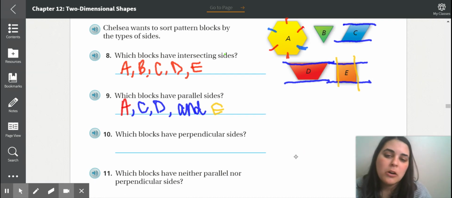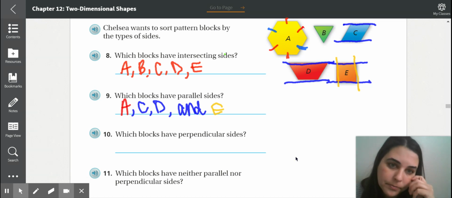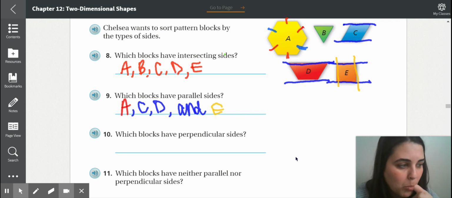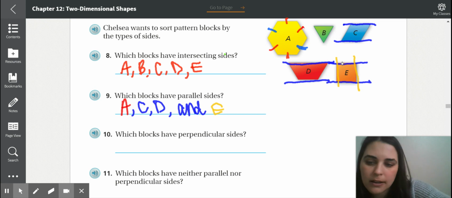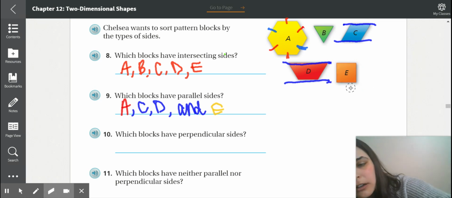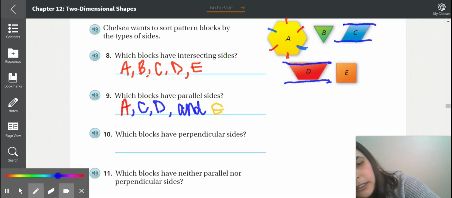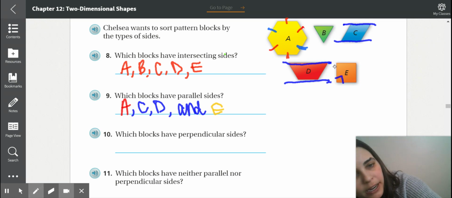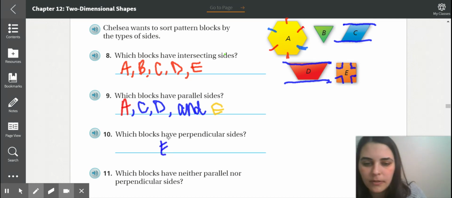Which blocks have perpendicular sides? So that's saying two sides that meet that make a right angle. Okay. So I think the only one that fits this category is E. All of these sides here would make right angles.